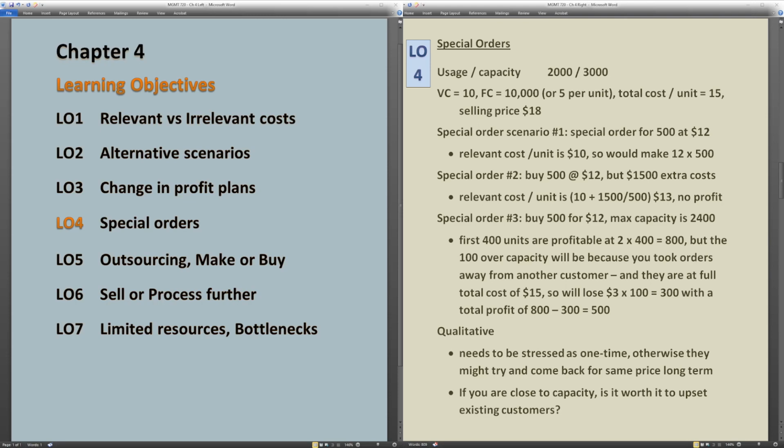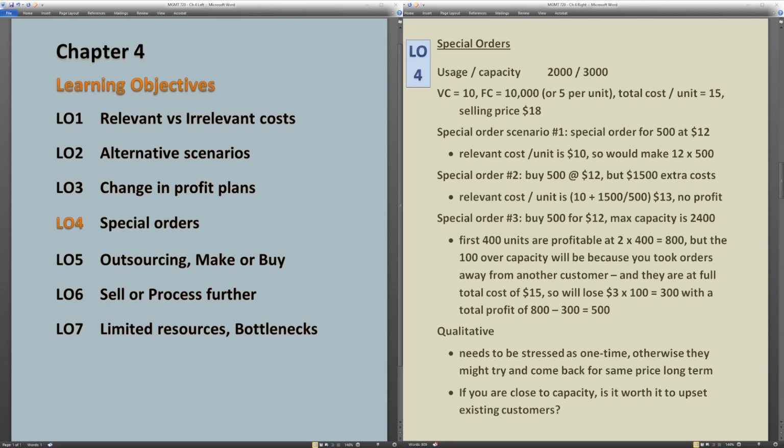Well, here is the first main trick about special orders. Remember, we're thinking in terms of relevant versus irrelevant costs. Now, the fixed costs, when we talk about total cost per unit being 15, we've already spread over the total $10,000 of fixed costs, right?